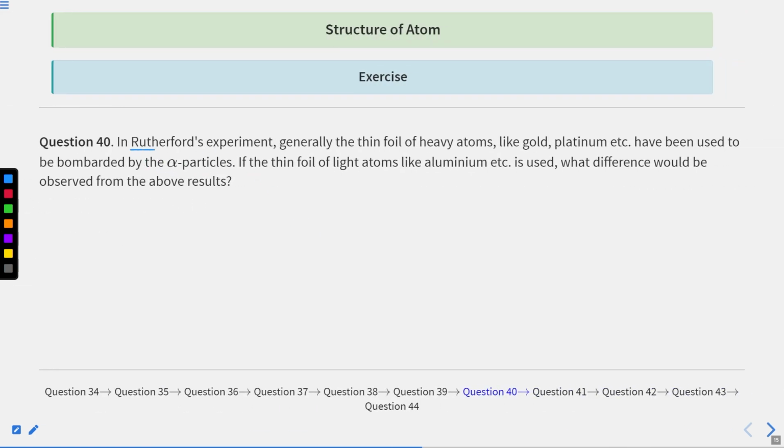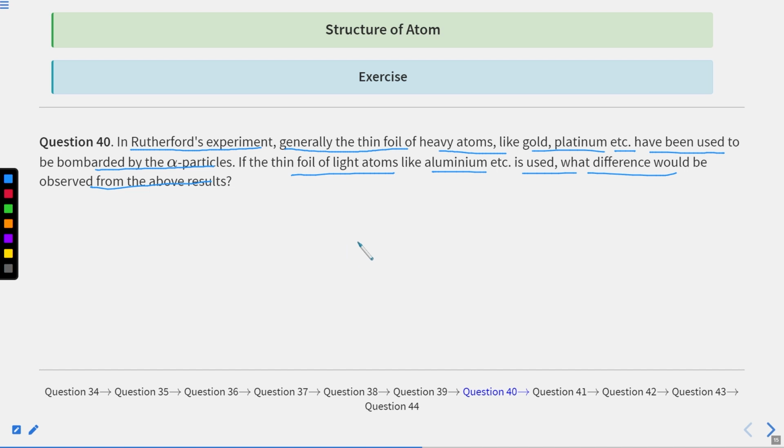Next, in the Rutherford experiment, generally a thin foil of heavy atoms like gold, platinum, etc. has been used to bombard with alpha particles. If a thin foil of light atoms like aluminum, etc. is used, what difference would be observed? So what is written? They have taken heavy atoms.